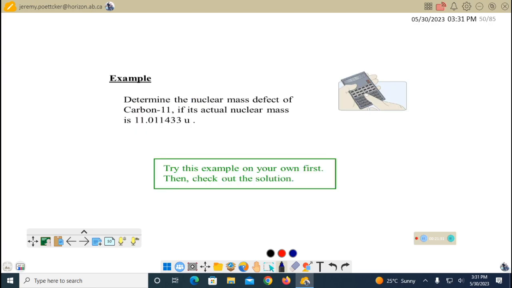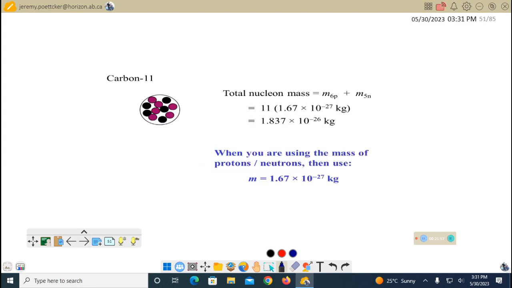Okay, let's take a look at that. What does that mean? So here's an example. Determine the nuclear mass defect of carbon-11 if its actual nuclear mass is 11.011433 U. Try it on your own first and then check out the solution. If you want a hint to get you started, we want to find the total nucleon mass first, right? So delta M is equal to, in carbon-11, we have 6 protons and 5 neutrons.